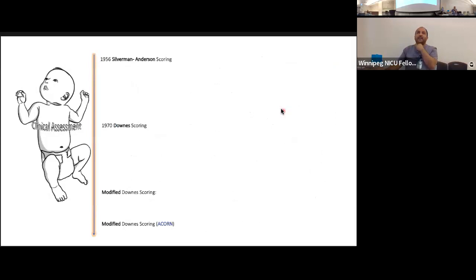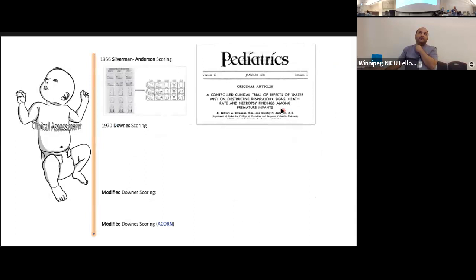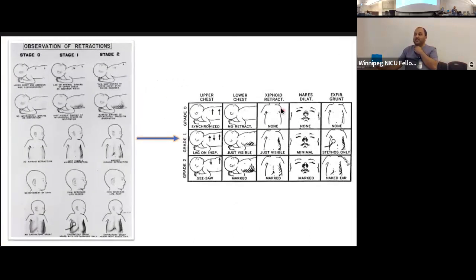So, speaking of the clinical assessment and the development of the clinical scoring, we know that it started in 1956 with the first paper from Silverman, which was just a trial about using water mist nebulization in treating babies who have neonatal respiratory distress. They tried to find a kind of measurement tool, and he started with this staging, describing the chest wall movements, and actually it's named the retraction scoring.